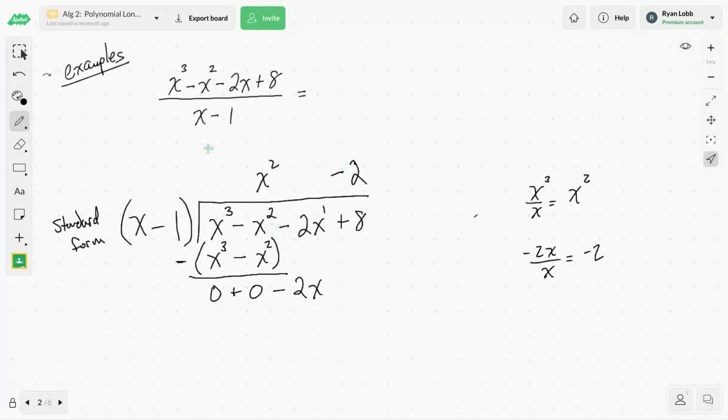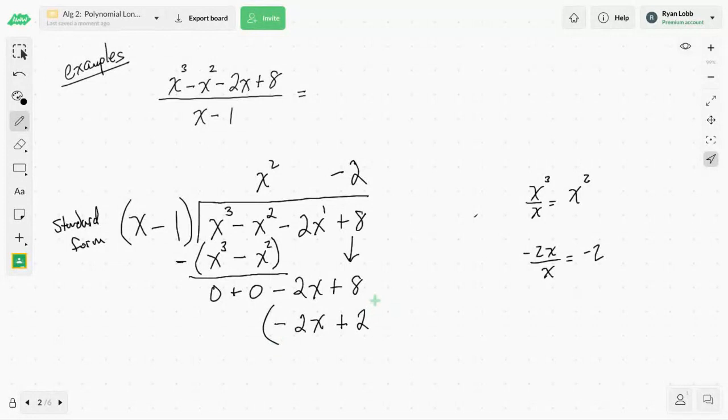So what's negative 2 times x? Negative 2x. What's negative 2 times a negative 1? Plus 2. All right, now we have this 8. You could leave it up top if you want. You could bring it down.